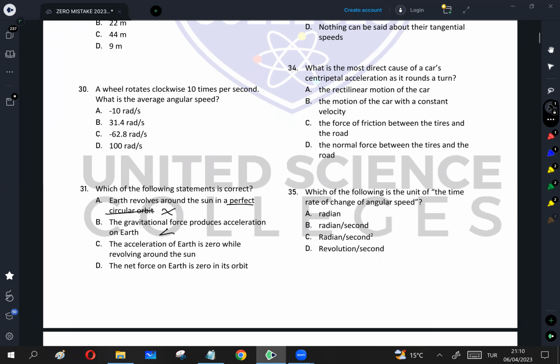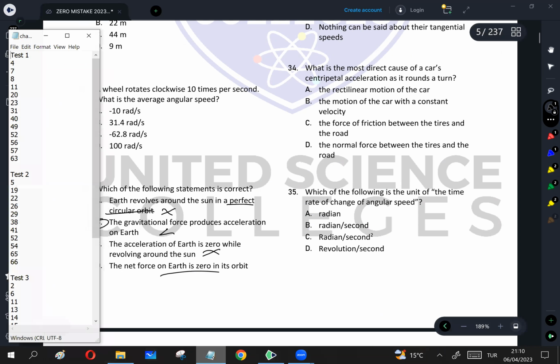The acceleration of the Earth is 0 while revolving around the sun. Impossible. There is acceleration because Earth is moving on a nearly circular orbit. There is a centripetal acceleration, not 0. The net force on the Earth is 0 in its orbit. Impossible. If there is circular motion, there must be a centripetal force. The centripetal force is the gravitational force. So B is the correct answer.